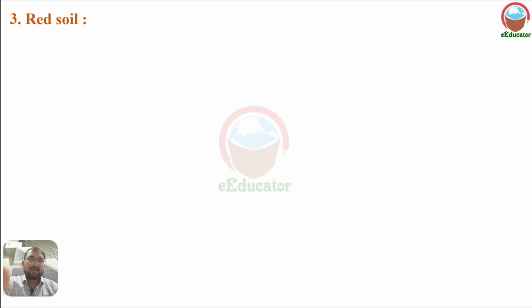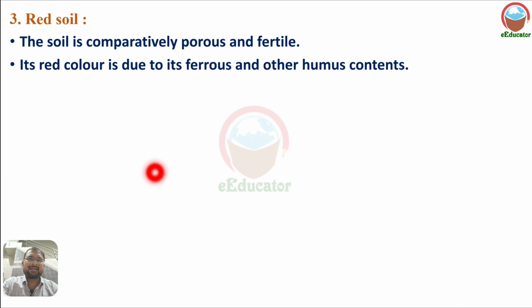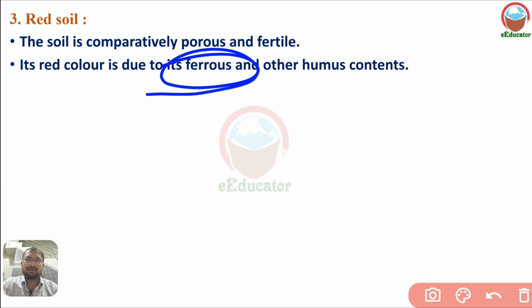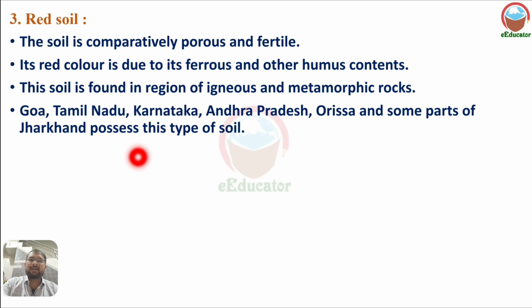Red soil is comparatively porous and fertile. It is red in color due to the ferrous oxide, iron oxide, in this red soil, and it has more humus content. This soil is found in regions of igneous and metamorphic rock, formed out of igneous and metamorphic rock. Goa, Tamil Nadu, Karnataka, Andhra Pradesh, Odisha and some parts of Jharkhand possess this type of soil.